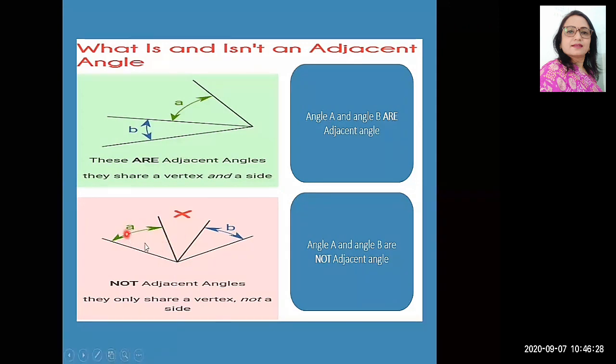A's interior is here, B's interior is here, but they don't share a common side. So these angles are not adjacent angles. Okay, ये देखो ये तीन एंगल बना रहे हैं.